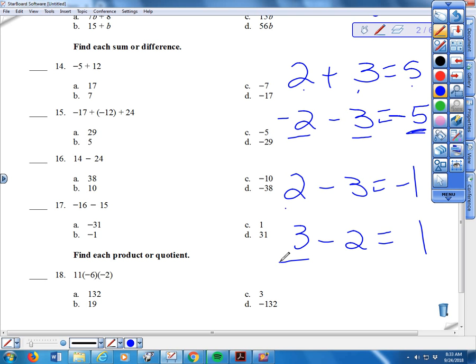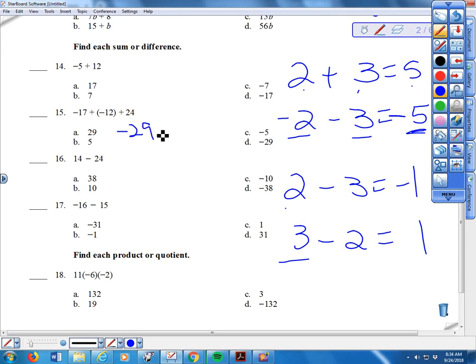Okay, so I'm just going to add 17 and 12. Forget the sign right now. 17 and 12 is 29. And because they're both negative, it's negative 29. Okay? Now I have negative 29, and my board is still not wanting to function. Negative 29. And then I have plus 24.